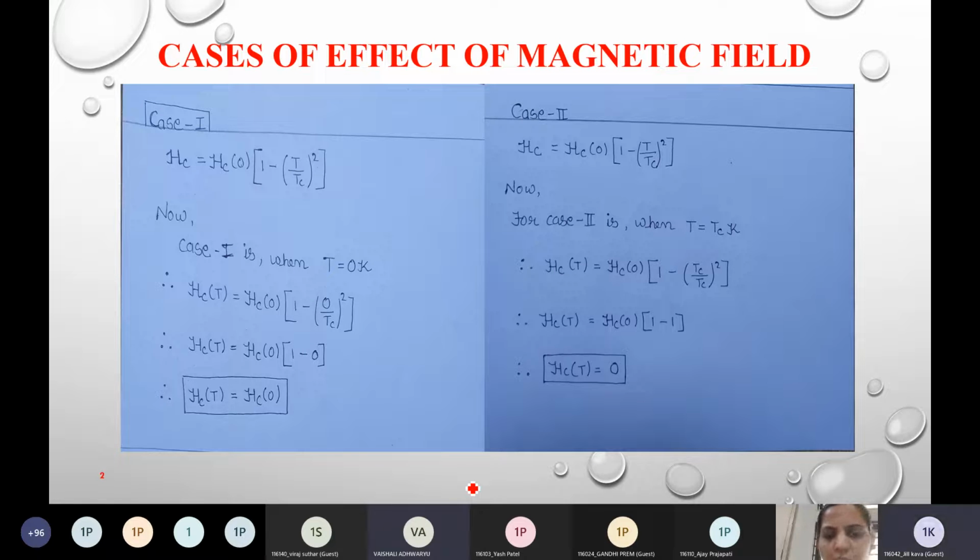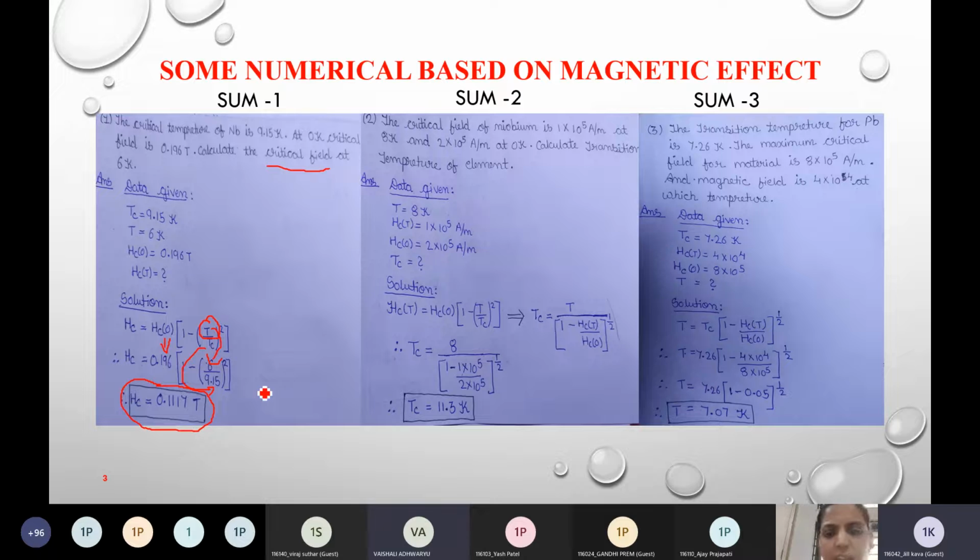Yes. So, Jill, let us go to sum number 1. Yes, ma'am. Jill, I like it the most. You have included sums also. Very nice thing. So she has taken up niobium with the critical temperature 9.15 Kelvin, and she is expecting at 6 Kelvin what would be the critical magnetic field. So obviously 6 Kelvin is less than 9.15 Kelvin. Understood?